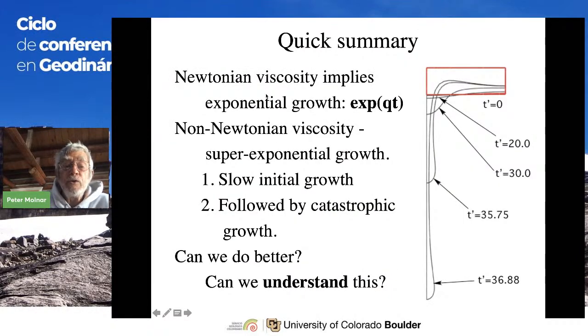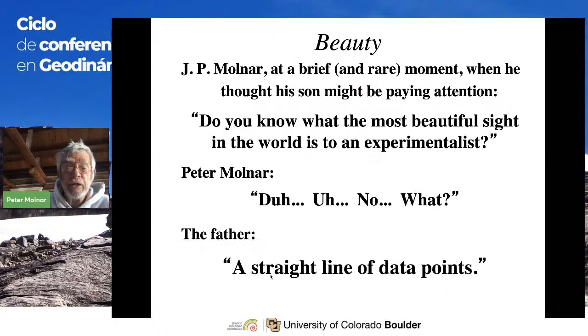And so Newtonian viscosity implies exponential growth. Non-Newtonian viscosity implies super exponential growth, slow initial growth followed by catastrophic growth. And the question, can we understand this? And my strategy in all of this is to indicate that we can understand. If we can't understand, we shouldn't trust what we're doing. Too much numerical modeling is done without people understanding.